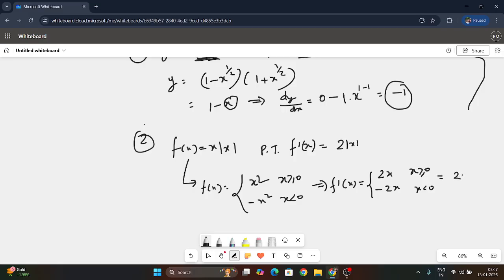So twice of mod x. Why mod x? Because when x is positive, this is going to be positive, and when x is negative, this is going to be negative. So 2 mod x is the differentiation of this. I hope it is clear to you.